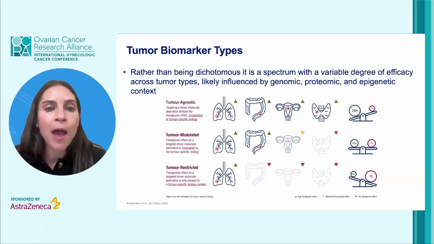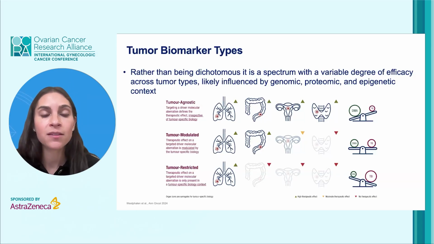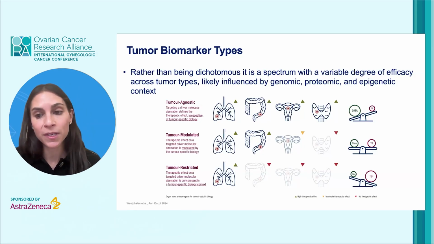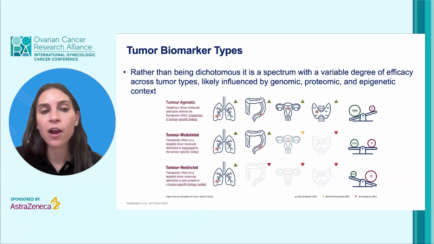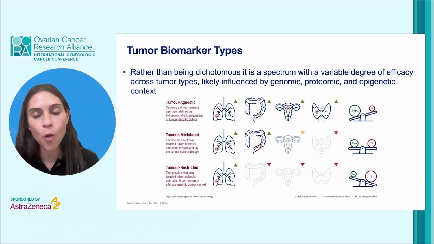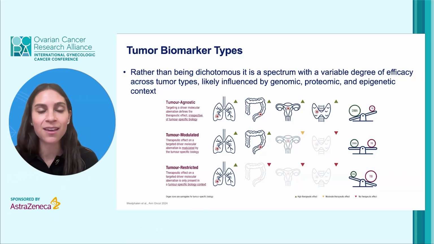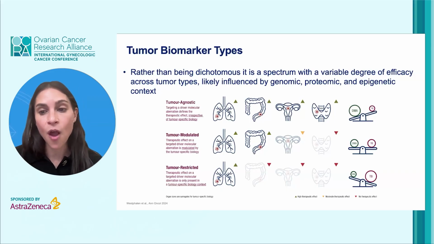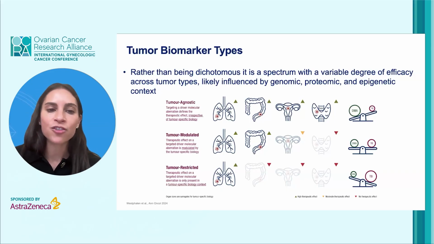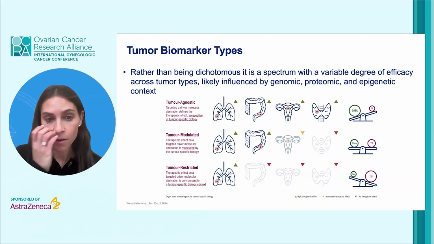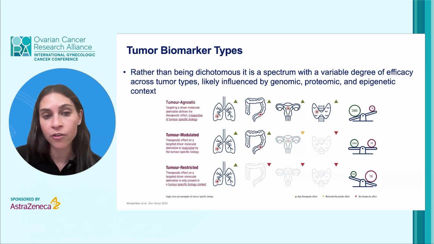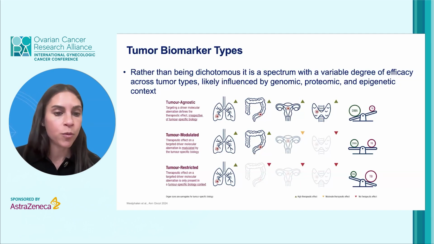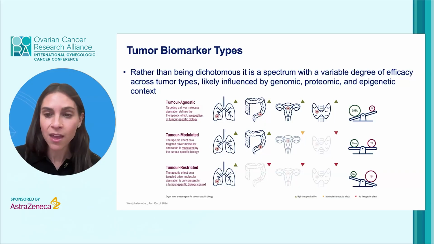So that gets to these tumor biomarker types. Rather than being a dichotomous tumor agnostic or tumor specific biomarker, there really is a variable degree of efficacy across tumor types. And this can be influenced by genomic, proteomic, also known as protein, or epigenetic modifiers. That is a different way of modifying the RNA level. And so perhaps it's not just tumor agnostic, which targets a driver alteration irrespective of the tumor type, or tumor restricted, which is tumor specific and only targets a driver in a tumor specific context.